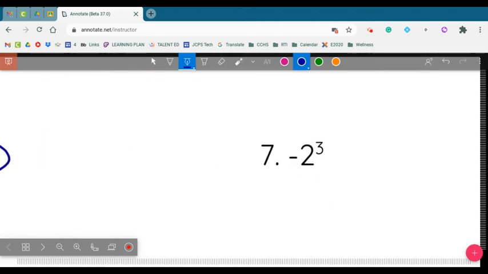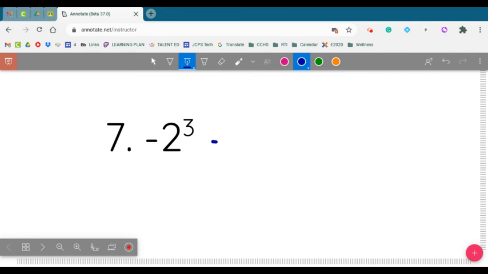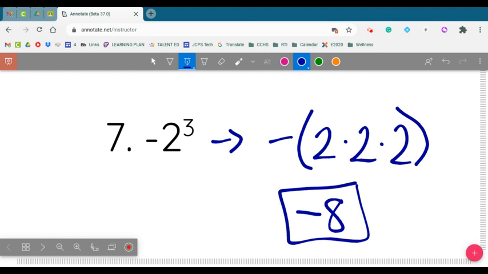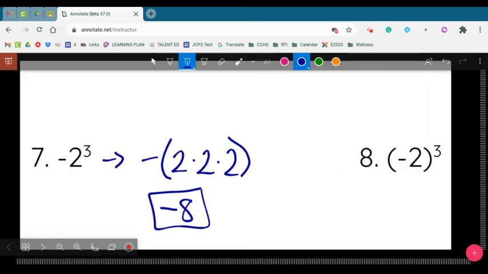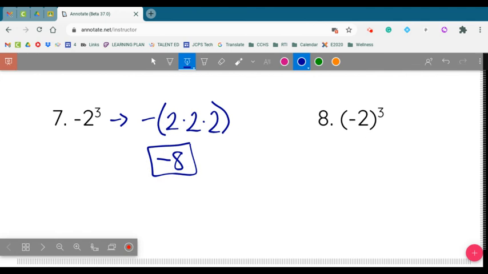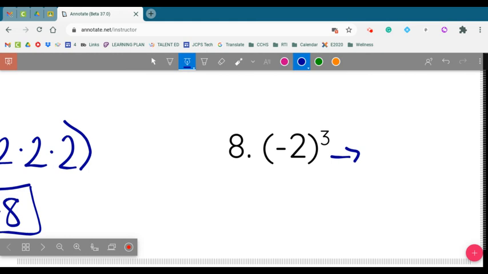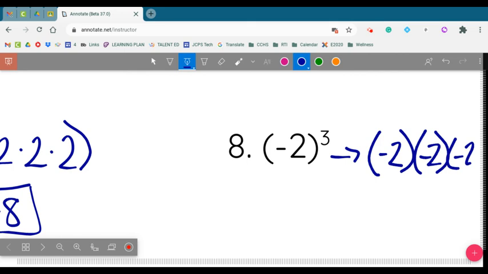Okay, same thing with number 7. We have negative, and then we have 2 times 2 times 2. So we're going to get -8. Now, in the next one, we have -2, but it's in parentheses. So we're going to have, I'm not going to have enough room, -2 times -2 times -2. So the -2 stays with it.